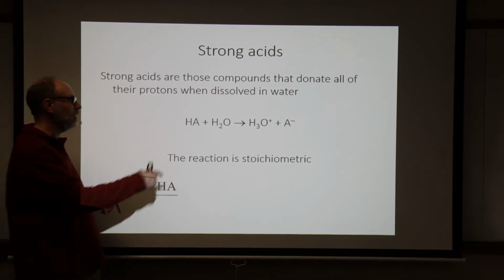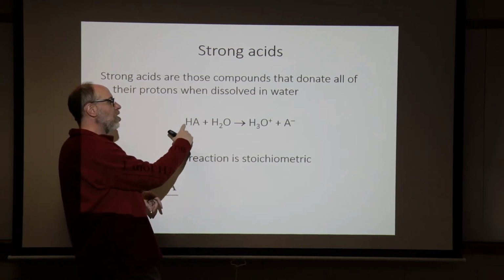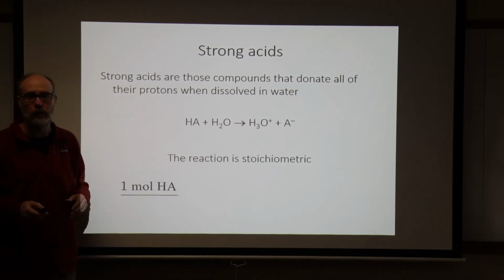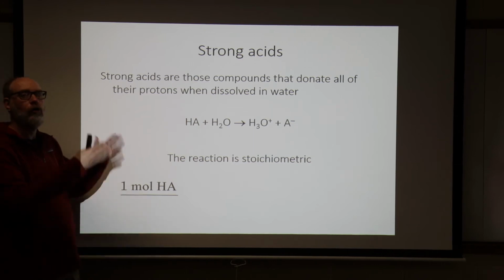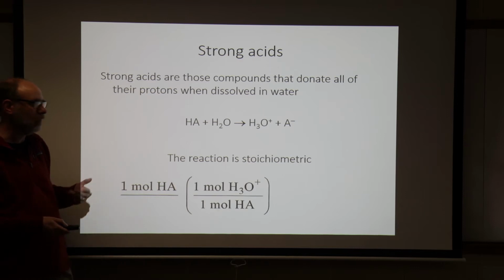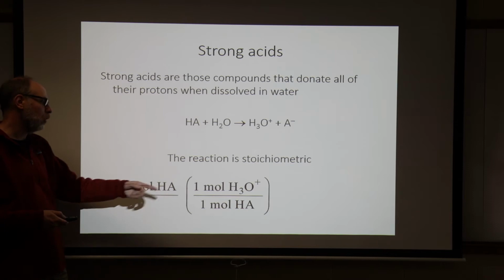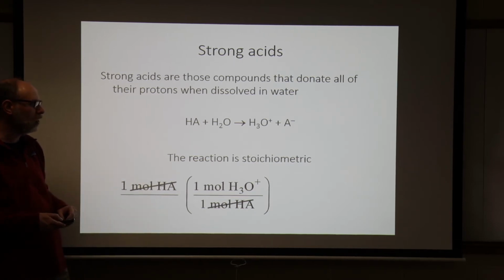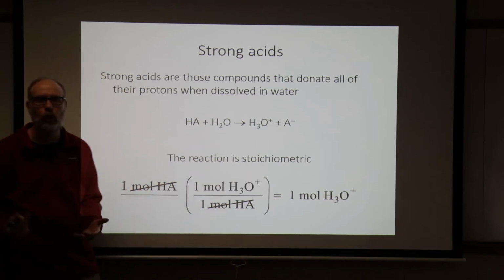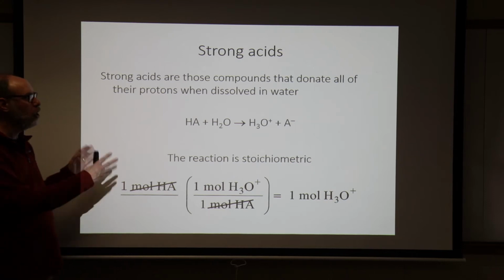All right, so if we start with 1 mole of HA, we would produce 1 mole of H3O as product. That's because this reaction goes to completion. It's not an equilibrium. And so we can do the same stoichiometric calculation that we've been doing since the beginning of our time in chemistry, which is taking 1 mole of HA to produce 1 mole of H3O. If we start off with 1 mole of acid, we end up with 1 mole of hydronium ion. So it's a stoichiometric reaction, not an equilibrium.